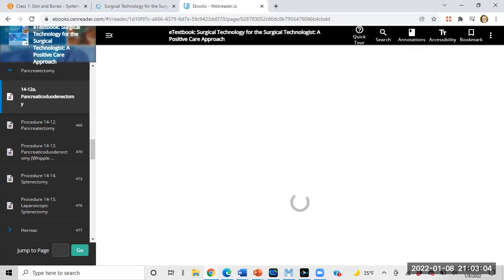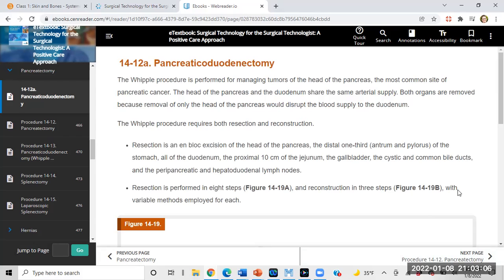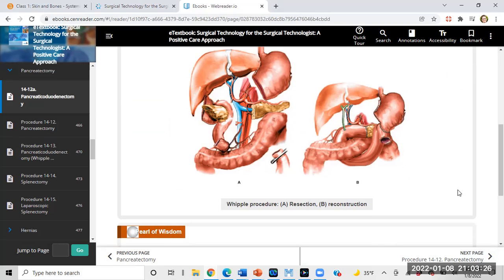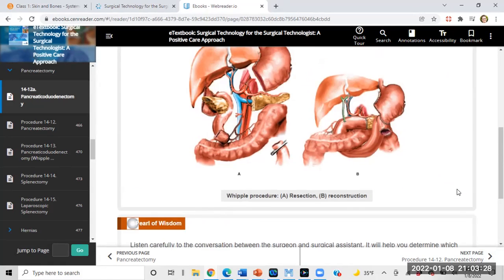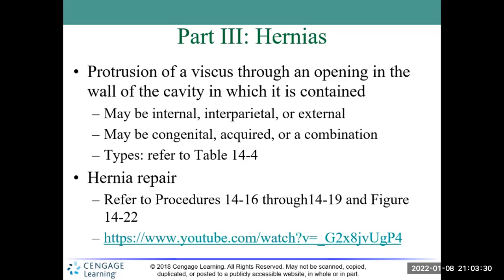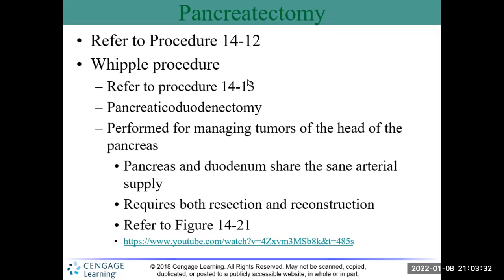Here's the, I missed this, pancreatic duodenectomy. This is where they're excising the head of the pancreas and the distal third of the stomach and all of the duodenum and about 10 centimeters of the jejunum. So I did not include that. I actually think I did. The Whipple, yeah, I'm sorry, I missed this slide.